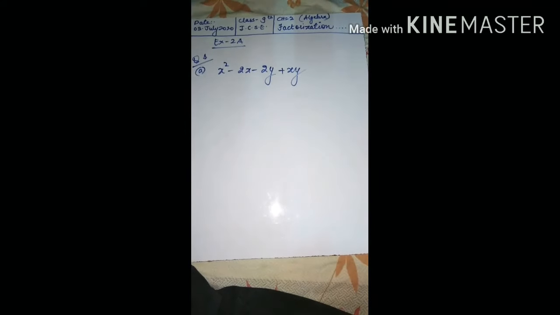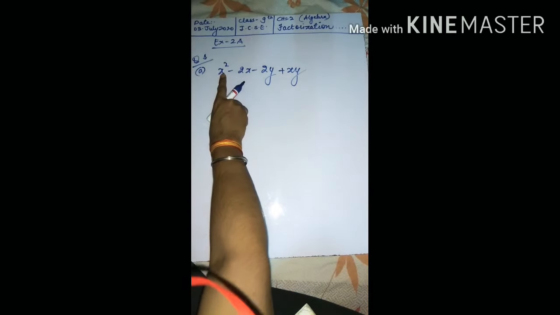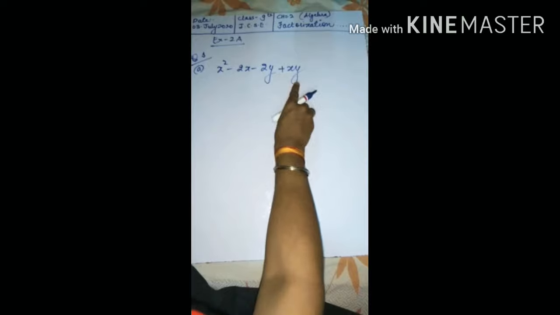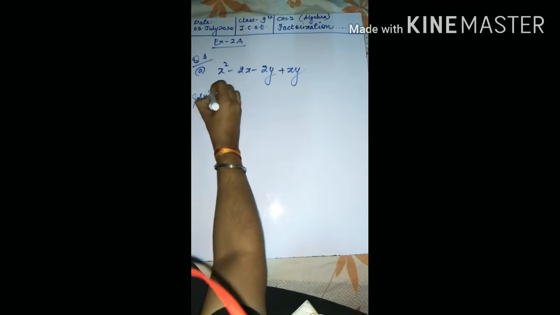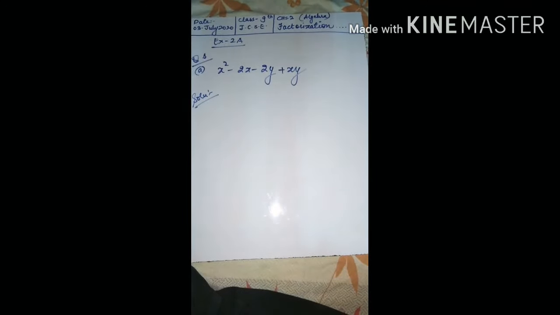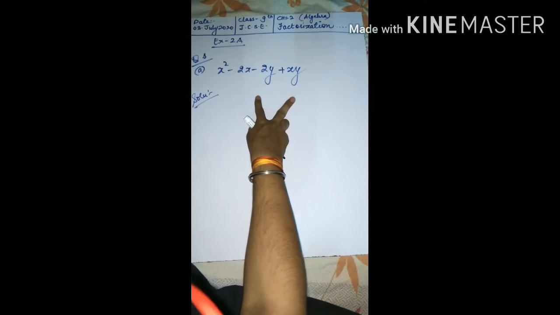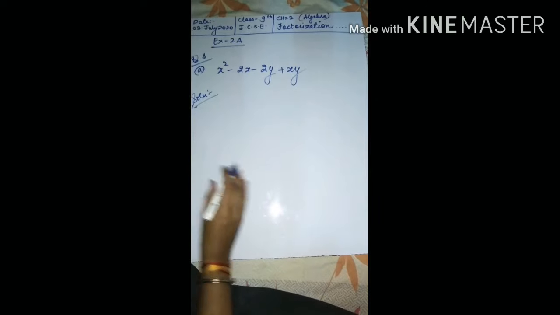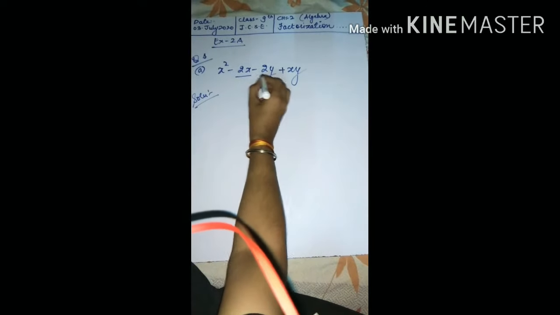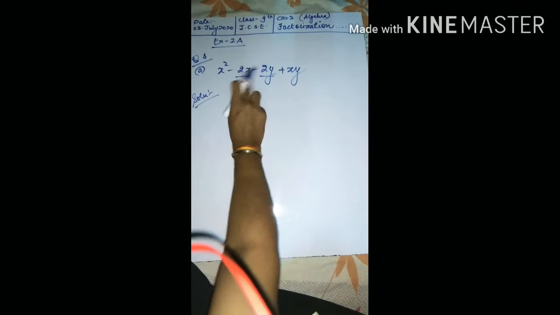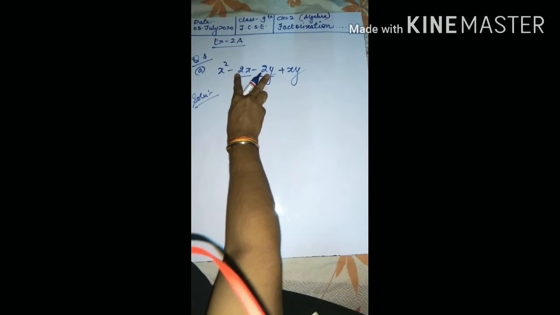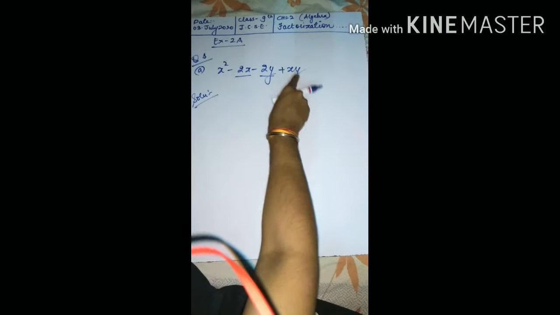So we are doing exercise 2a. First a I'm doing. The question is, we have to factorize x square minus 2x minus 2y plus xy. Let us factorize this question. You know what the criteria of factorizing things is? We always try to arrange or rearrange our question in such a way that we can take maximum common from that. As you see, in this 2 is coming. So we can take these two close and these two close.